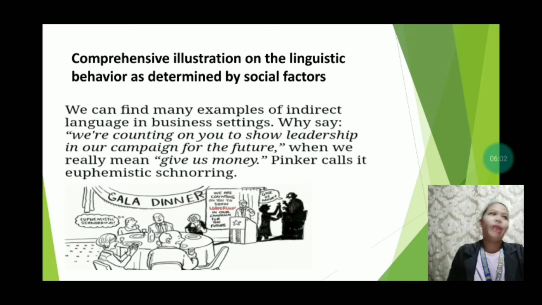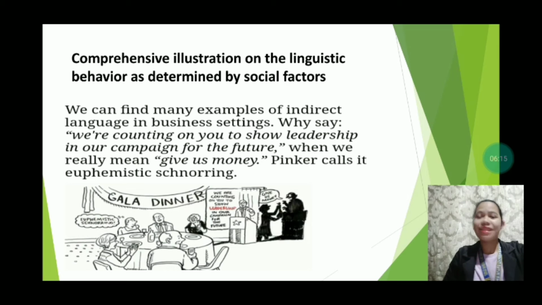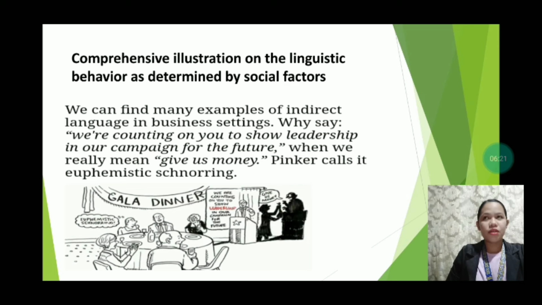And through language, we can misconstrue these phrases and thoughts by thinking that we really support that candidate without anything in return. So these are also the social factors as the linguistic behavior occurs in our society.